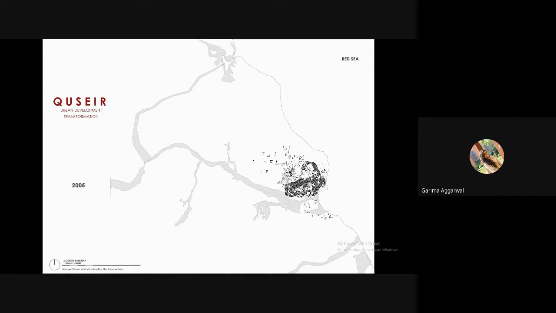And we again see discontinuity and sort of fragmentation in the development of the city. So what we basically observed from the morphology of the city, and this is how it looks today. In the 2000s, tourism was first initiated as an important activity for Qusair, and resorts were developed majorly towards the north of the city, away from the historic core.